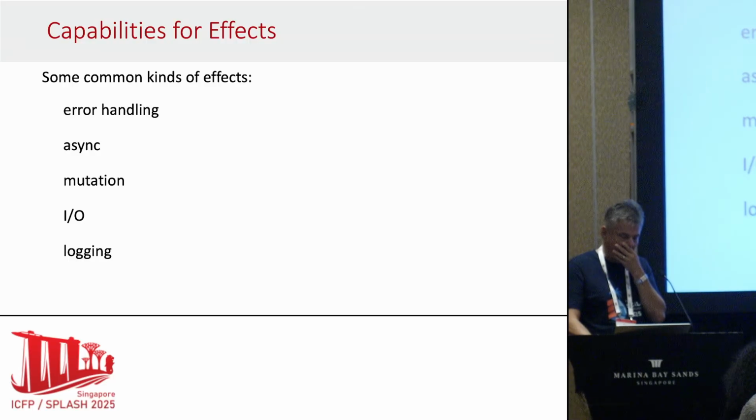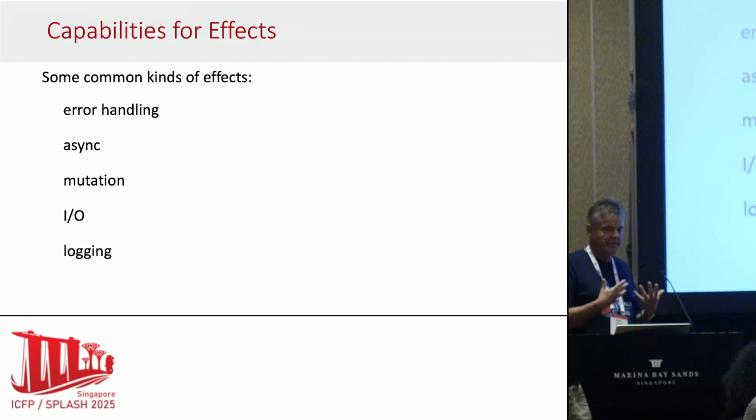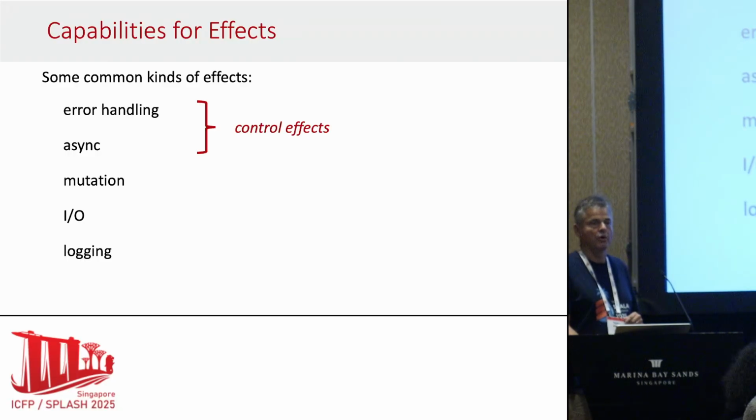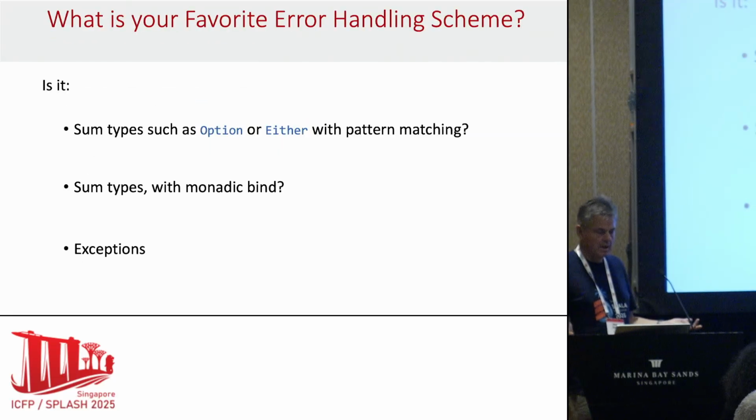So let's talk about how we could model some of these reactive things as effects. Typically effects that we have are I/O, logging, mutation, but there are also control effects like error handling or async, and I want to talk about those. So how can we handle error handling, which is typically done with an Either or something, or a Future, which is typically the abstraction for async, in a direct style using capabilities?